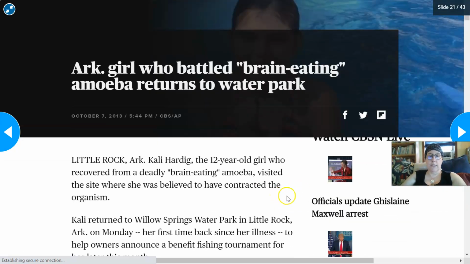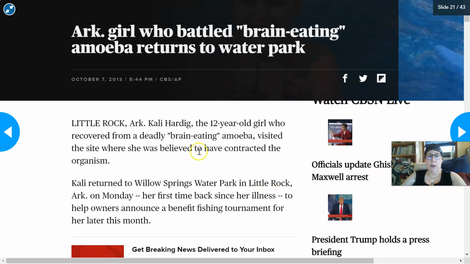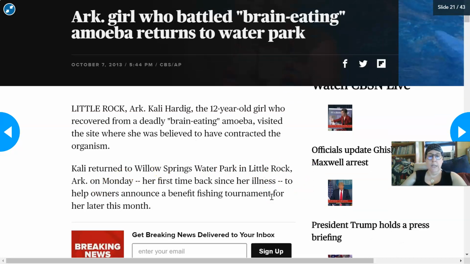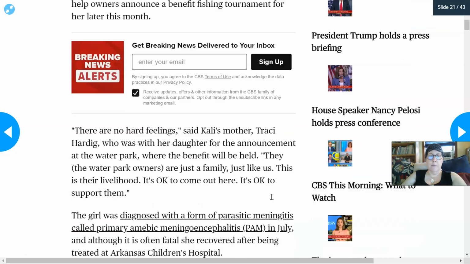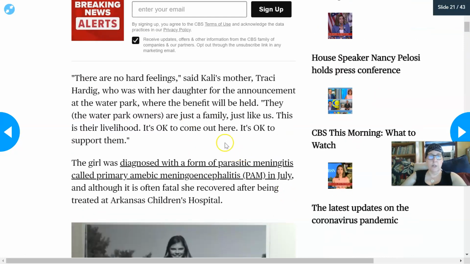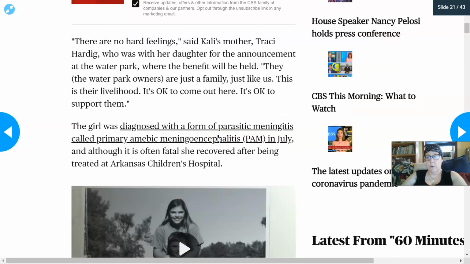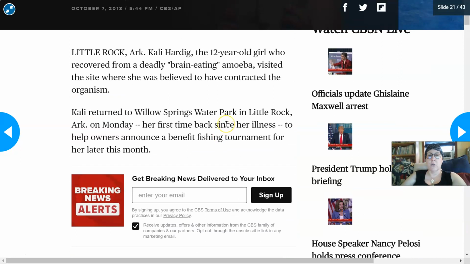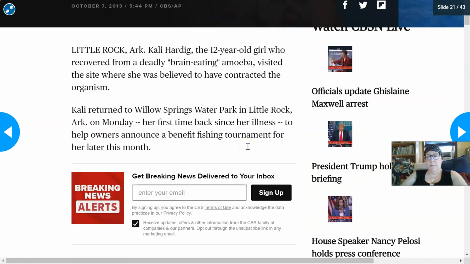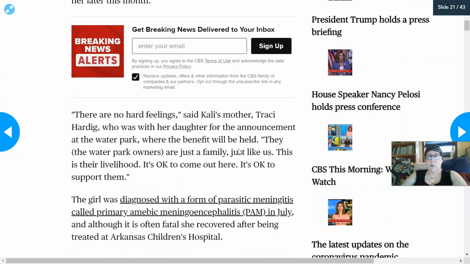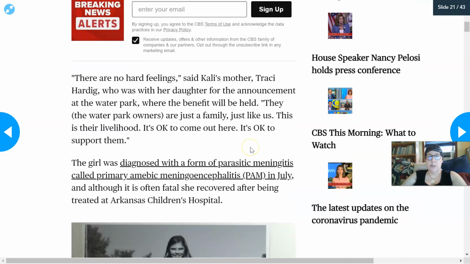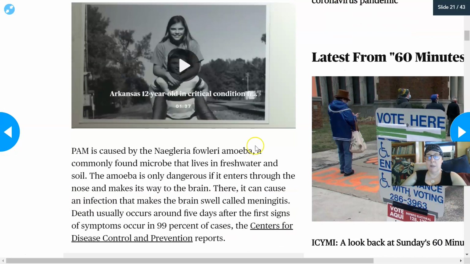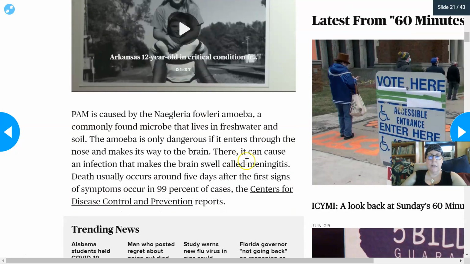Her name is Callie Harding. She was 12 when it happened. She got a brain-eating amoeba by swimming in Willow Springs Water Park in Little Rock. It's just a fluke thing in a way that it happened. It just grows there. You have to think, it's like a natural water park, so it's not like it was negligence on the part of the park or anything like that. You just don't know. And if it's endemic in the area, that is what can happen.